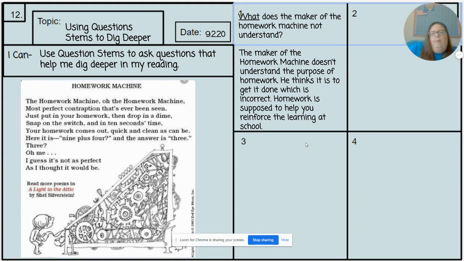Well, Miss Knupp, do I have to print all this stuff out? Well, the only thing that you really need to print out is the homework machine.